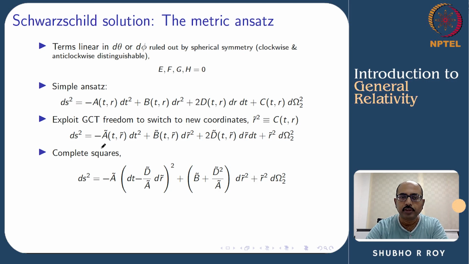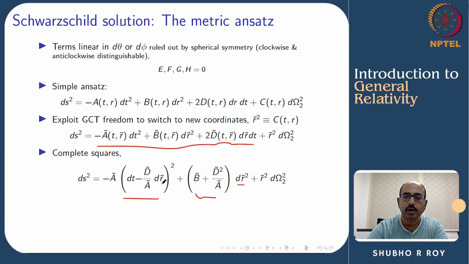Now this piece, as I said, has 3 coefficients. We can combine these terms by completing squares. If I complete the squares, there will be a term proportional to dr squared with some coefficient, some combination of these A tilde, B tilde, and D tilde, as well as this combination squared, a combination of dt minus some function of t and r tilde times dr tilde, whole squared. So we've completed squares and combined these 2 terms into 2 things.